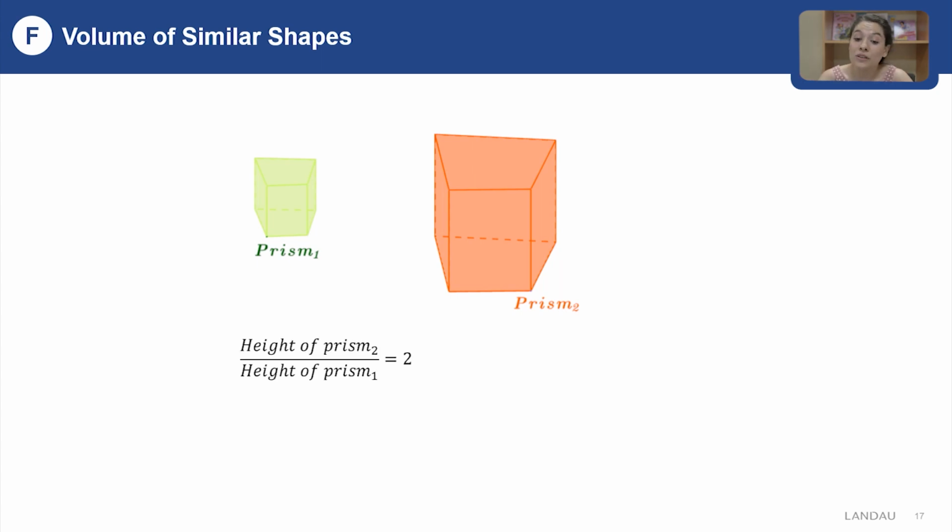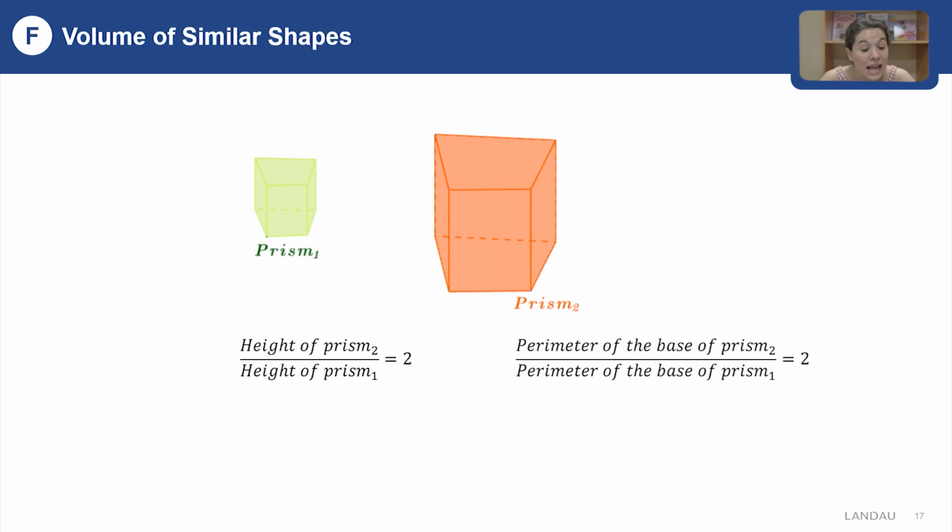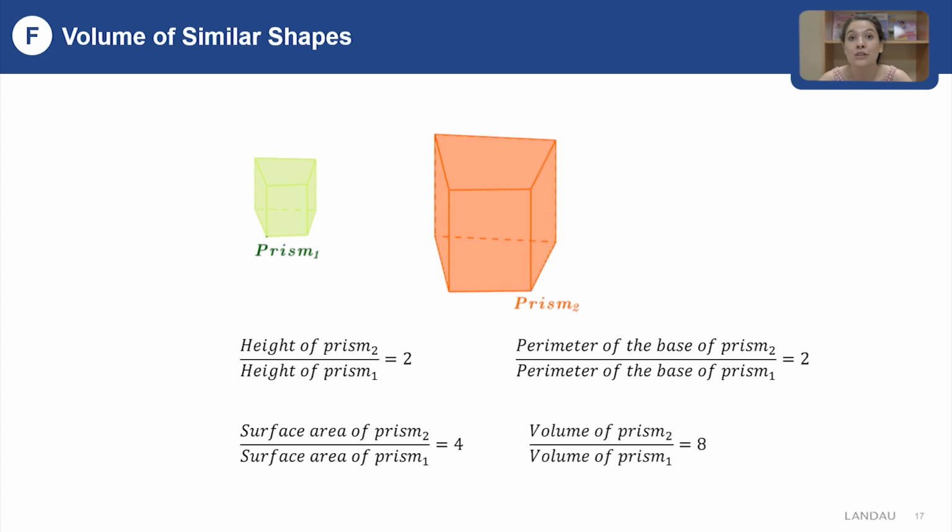And the ratio of the perimeters of the base of the prisms will also be 2. The ratio of the surface area of those prisms will be 4 because of the n square. And the ratio of the volume of the prisms will be 8 because of the word volume, or a cube.